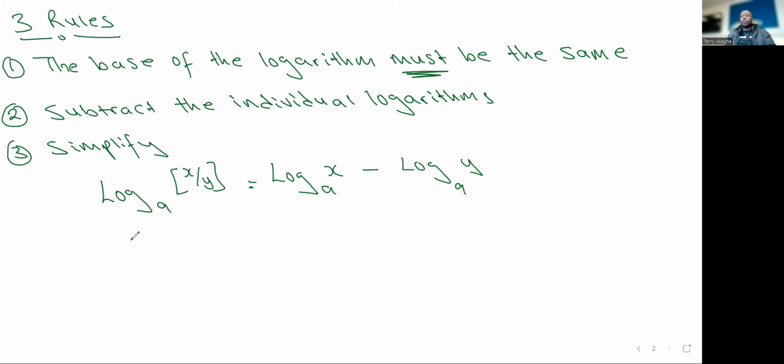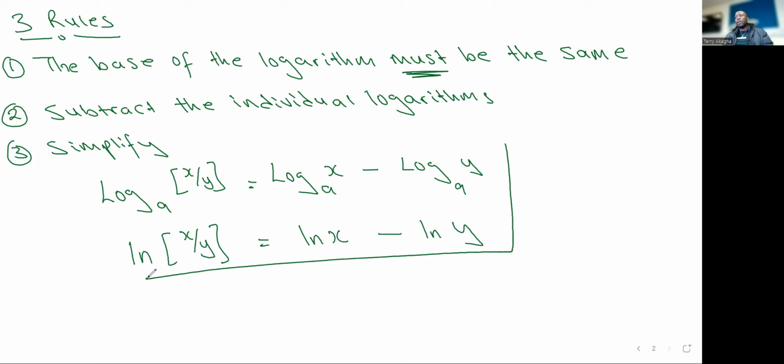The same thing if you're having ln. Remember I told you ln is still the same thing as log to base e, so you have ln x minus ln y. And this is the division law. So when you're dividing, you subtract, or when you're subtracting, you divide. Remember, you can go both ways for this.